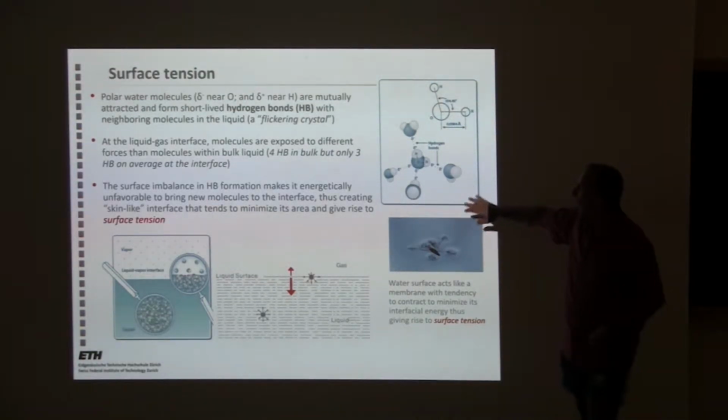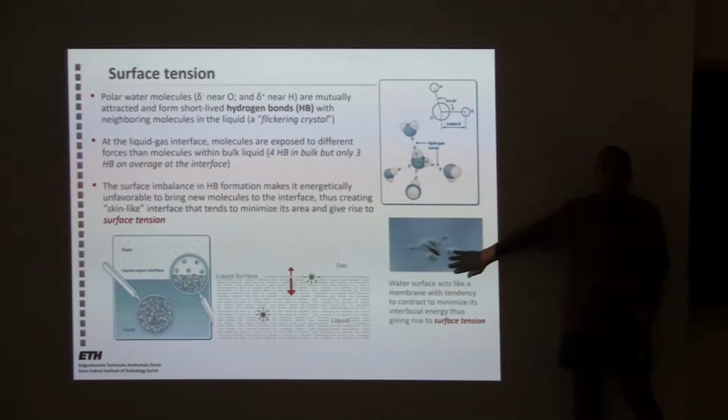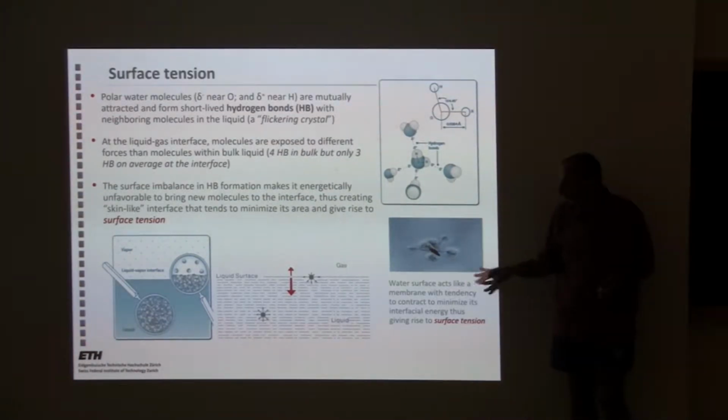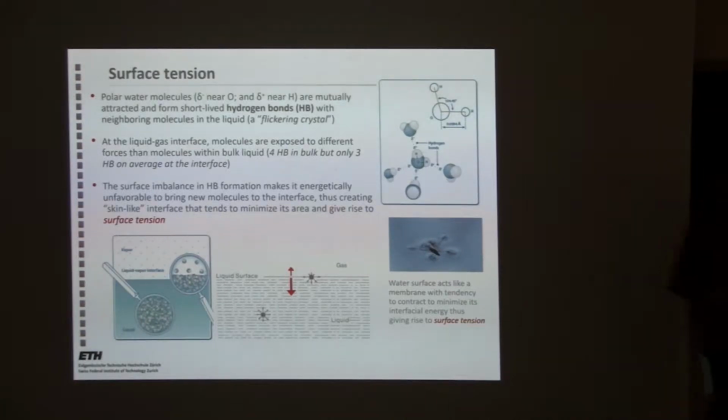And that gives rise to the phenomenon of surface tension, in other words, a surface that feels like a membrane, that would like to reduce its area as much as possible. Increasing it, in other words, bringing more and more molecules to the surface, costs energy, and we'll explain what that cost of energy is.